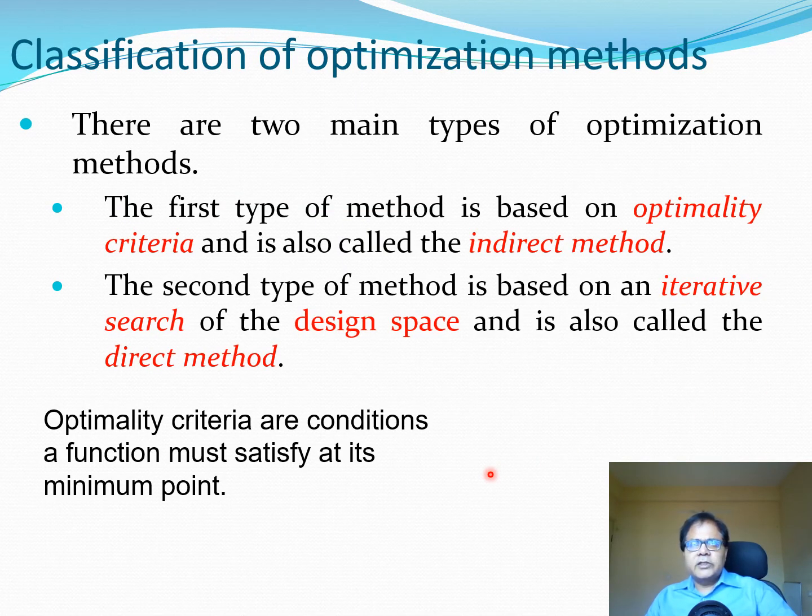Now, as far as optimization methods are concerned, we can broadly classify them into two types. The first type of methods is the optimality criteria method, and this is sometimes known as the indirect method. The second type of method is essentially based on a search of the design space, and this is known as the direct method. Now, these criteria are actually conditions a function must satisfy at its minimum point. So we will see some of these necessary and sufficient conditions which a function must satisfy for the minimum point to be classified as an optimal point.